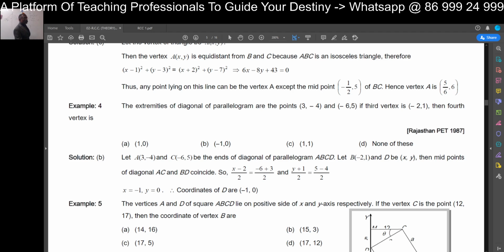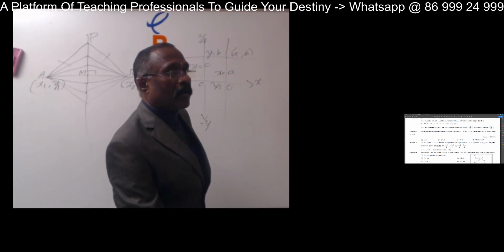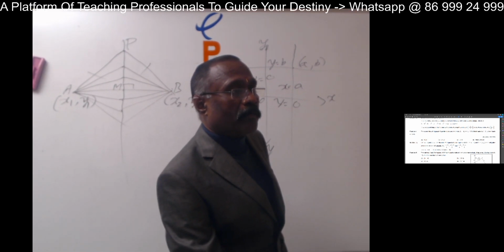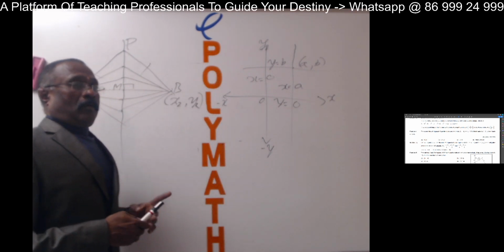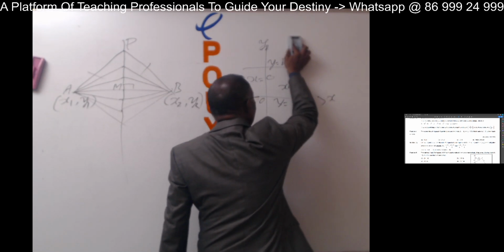Because the problem has come, let me tell you the short form of doing this. For all the four quadrilaterals, I mean square, rectangle, parallelogram, rhombus, what is it that we commonly use to find out the fourth vertex?